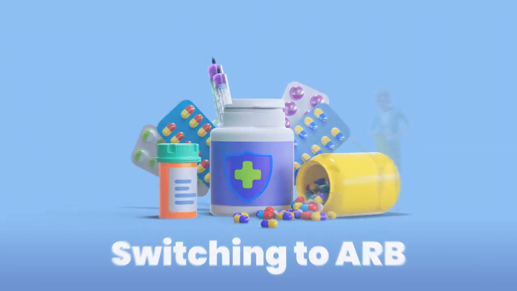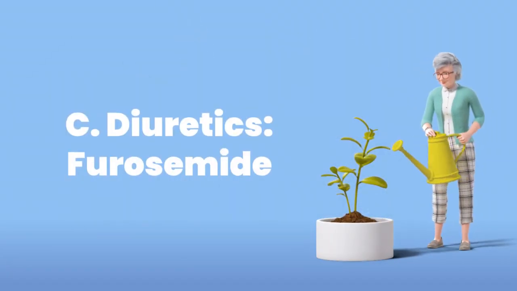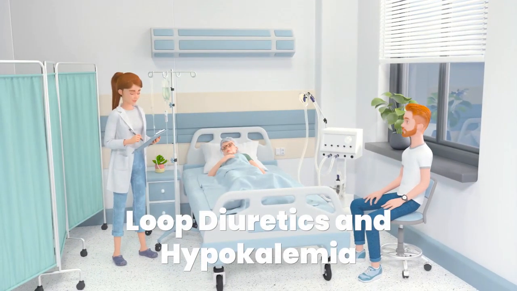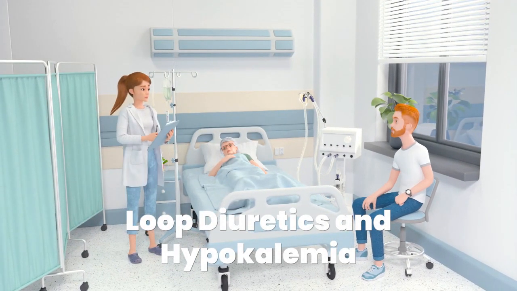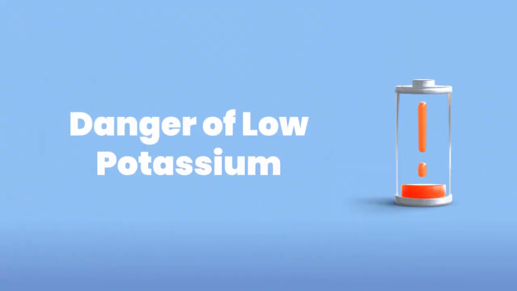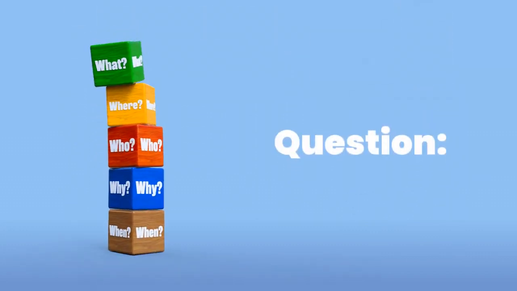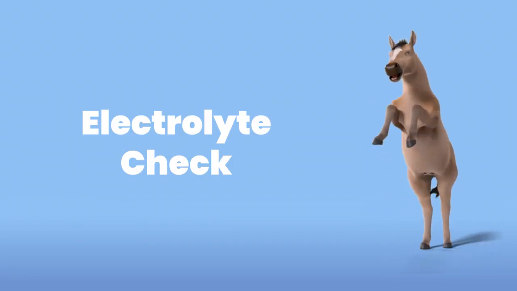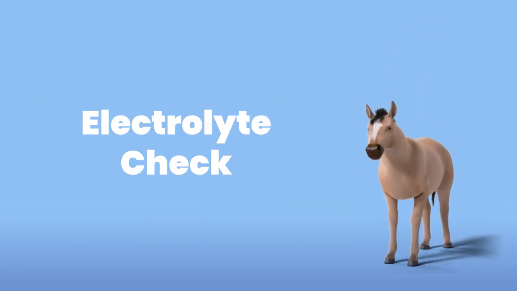C. Diuretics, e.g. furosemide. Loop diuretics cause hypokalemia. Whenever potassium is low, one drug becomes very dangerous, digoxin, because it can cause toxicity. Question: what electrolyte must we check before giving furosemide? Correct answer: potassium, K+.